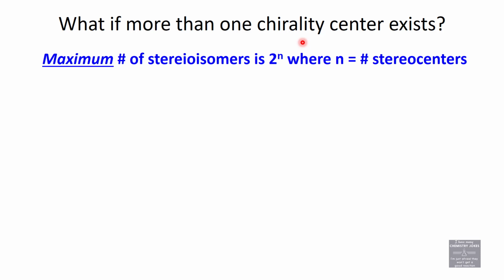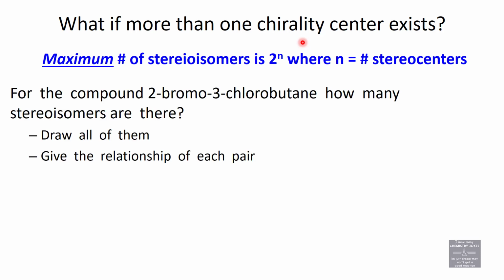Well, let's walk through an example of what to do with molecules that have more than one asymmetric carbon. For the compound 2-bromo-3-chlorobutane, how many stereoisomers are there? Draw them all, give the relationship of each pair. Before we even get started on any of that, we need to identify how many stereocenters, how many asymmetric carbons, we have.